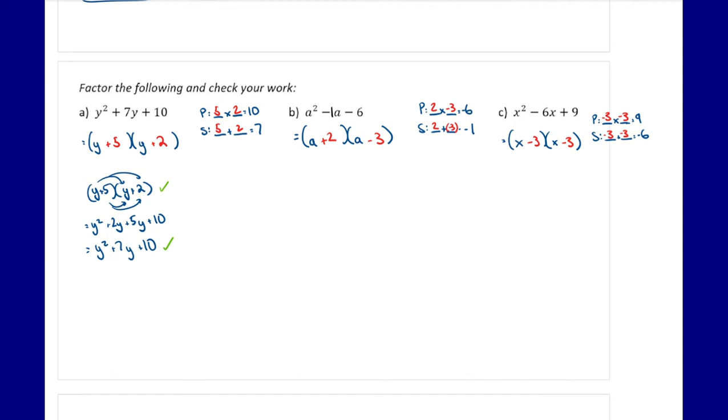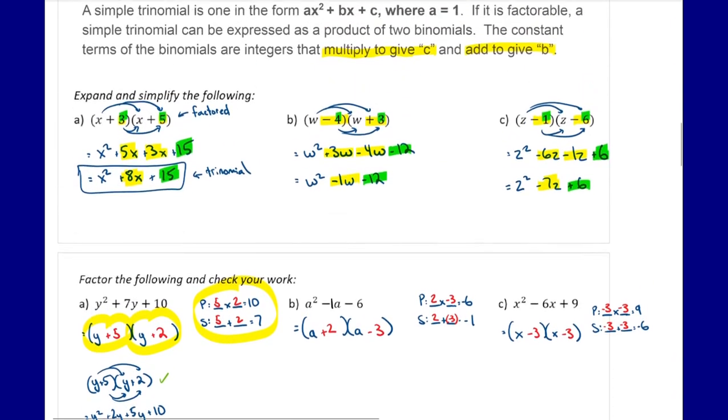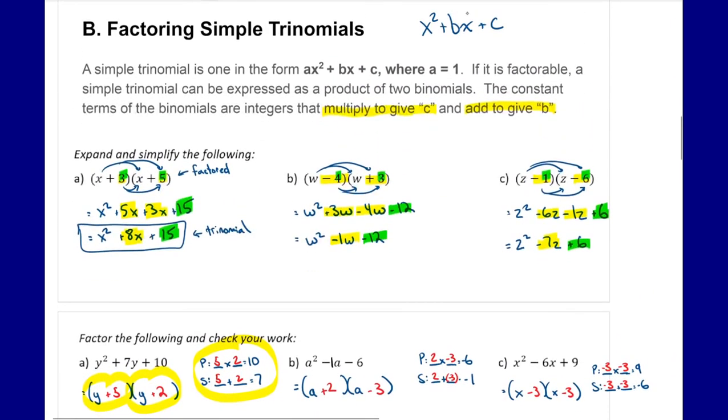But again, the main thing that you're looking at is trying to use this idea of the product and sum to find your two numbers that are going to go into your two brackets. So that's the key thing that you're looking for. Again, it's for simple trinomials that are in the form x squared, or a variable squared, plus bx plus c. If there's a letter or a number in front of that x squared, we'd have to use a different method, which we'll look at in a later lesson.